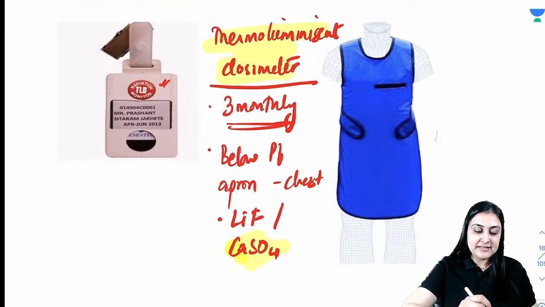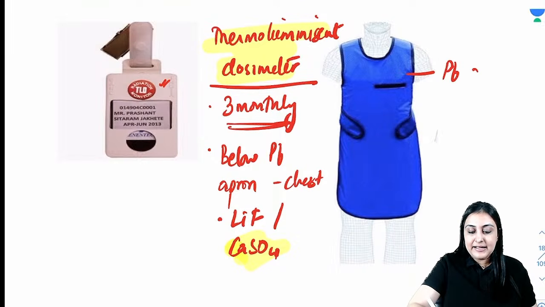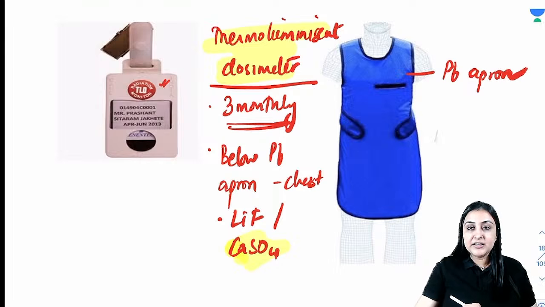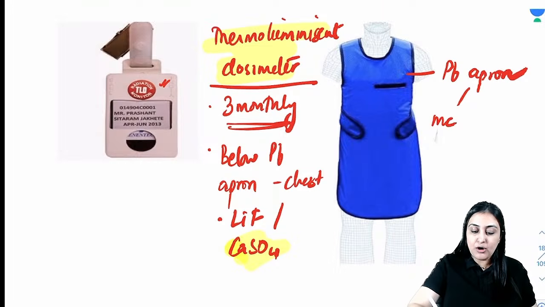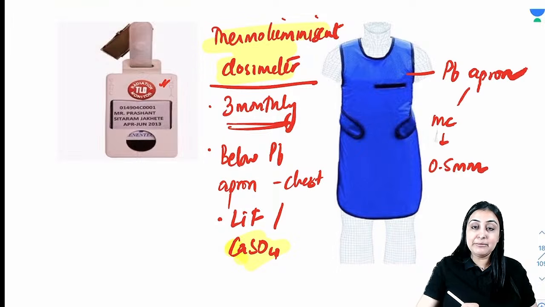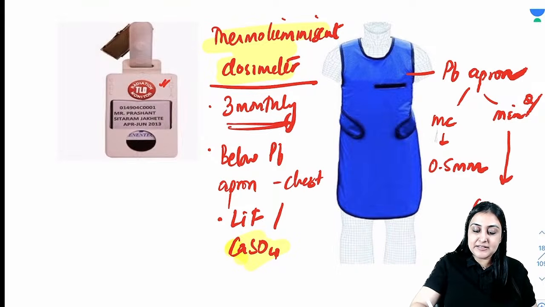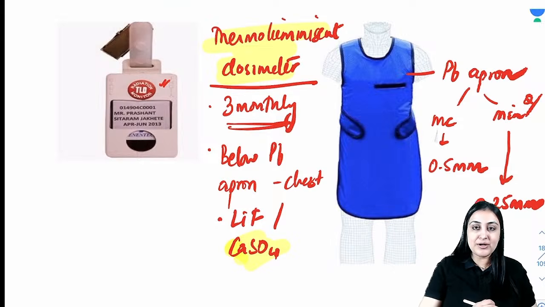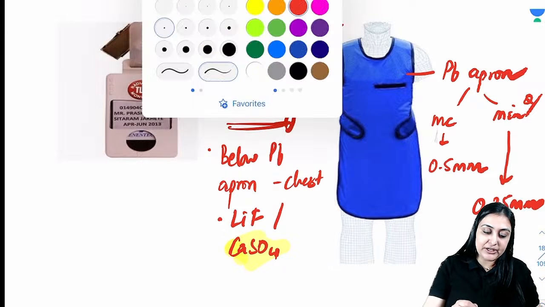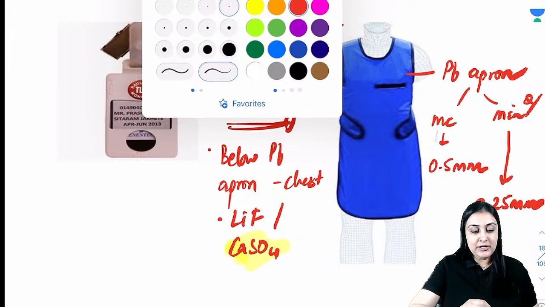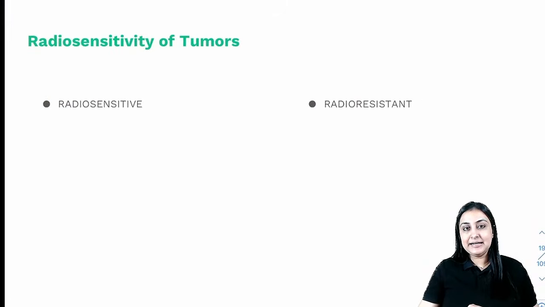All right. What is this? So this is a lead apron, right? So this is a lead apron. Here the questions would be, what is the most common thickness of the lead apron? It's going to be 0.5 millimeters of lead. The other question came in the FMG exam. What is the minimum thickness of lead? The minimum thickness of lead is going to be 0.25 millimeters. All right. So two questions came, minimum and most common, 0.25 and 0.5. Okay. So this is about TLD.